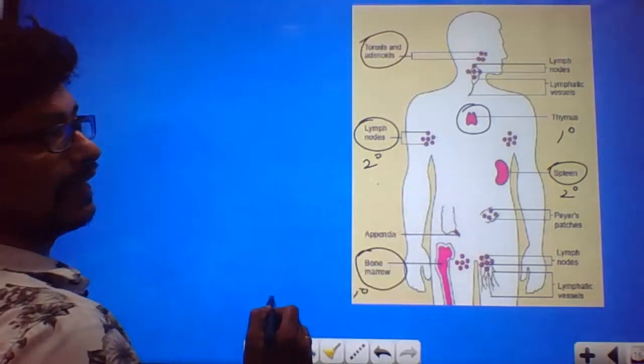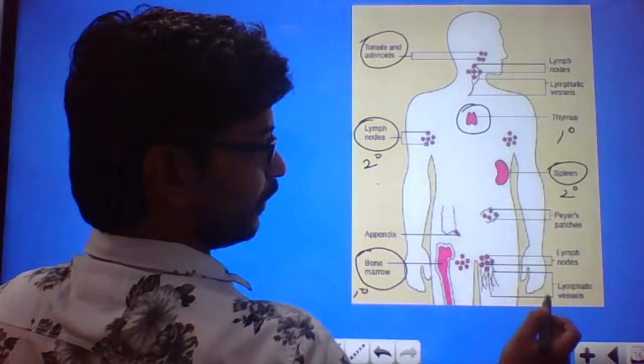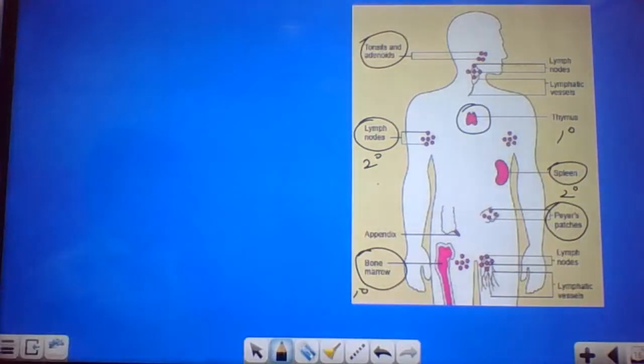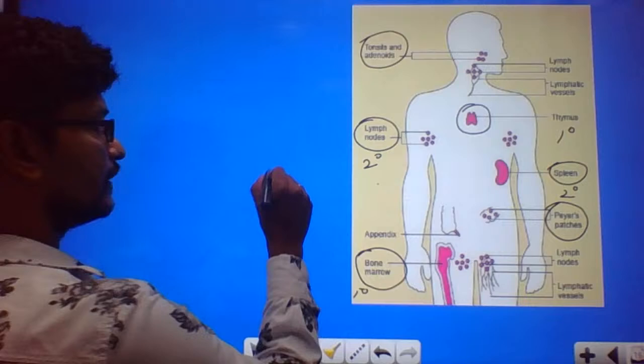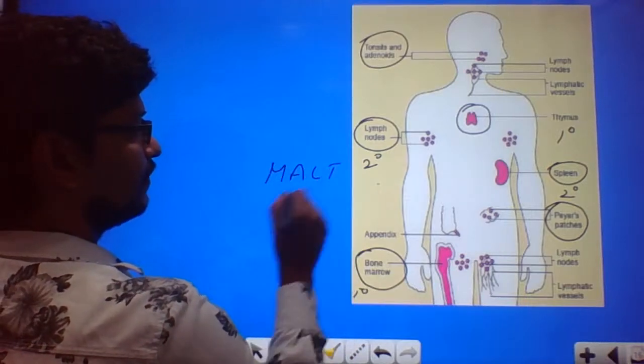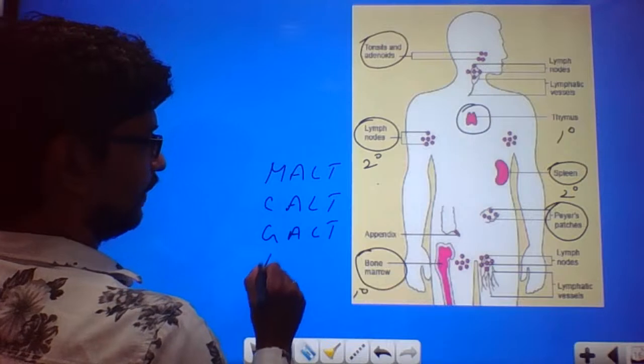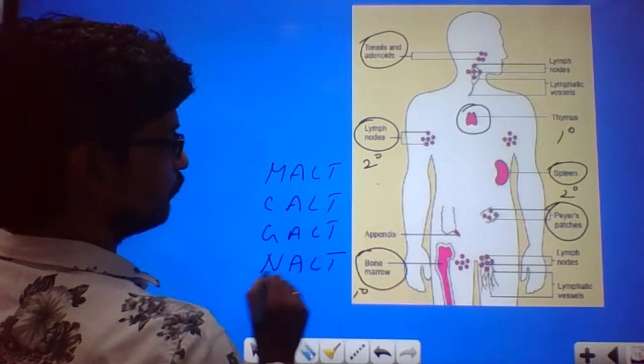We have the tonsils and adenoids, again lymphoid organs, and we have Peyer's patches, which again come under the secondary lymphoid organ. Along with this, we have the MALT, CALT, GALT, and NALT. These are all the lymphoid tissues.